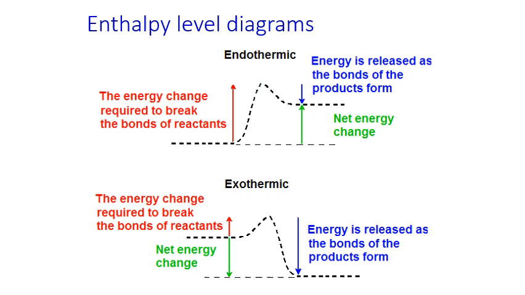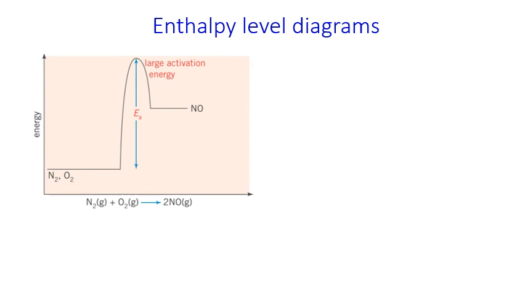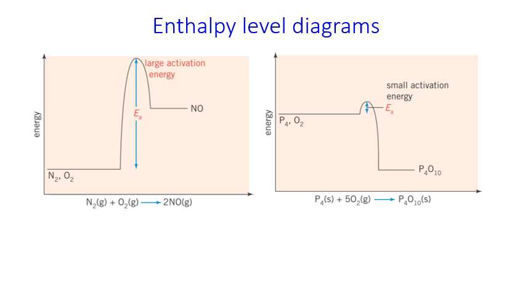You also notice that little hump on the top, of course, that is the activation energy. So a large activation energy, for example the formation of nitric oxide from nitrogen and oxygen, means a lot of energy is required in order for that reaction to occur. It requires higher reaction temperatures, unless we move into things like catalysts. Whereas the formation of phosphorus pentaoxide from phosphorus burning in oxygen has a lower activation energy.